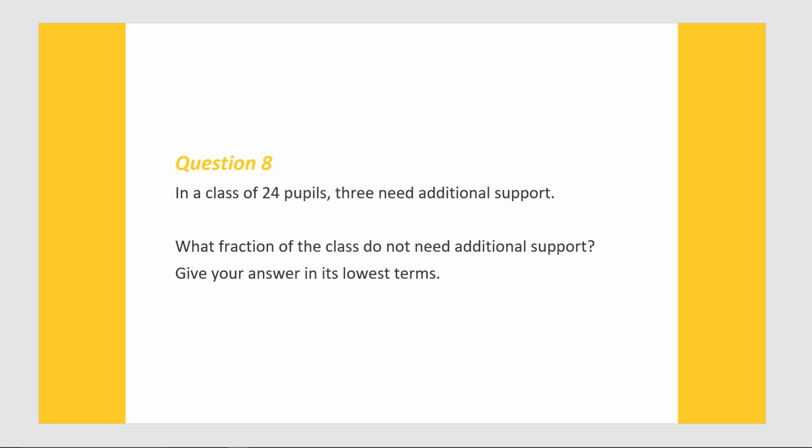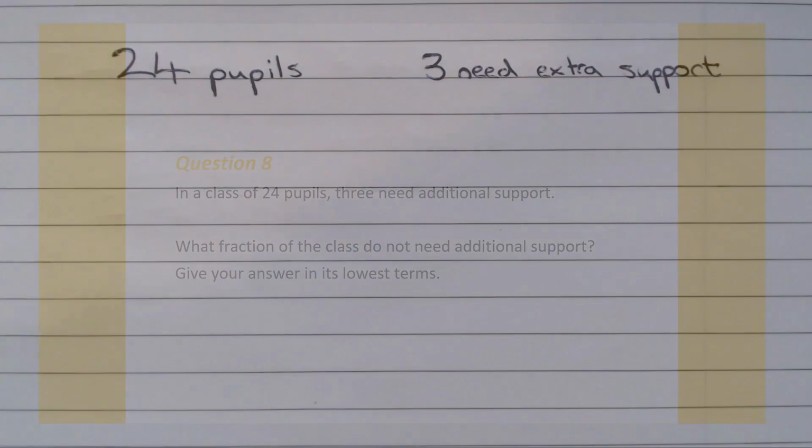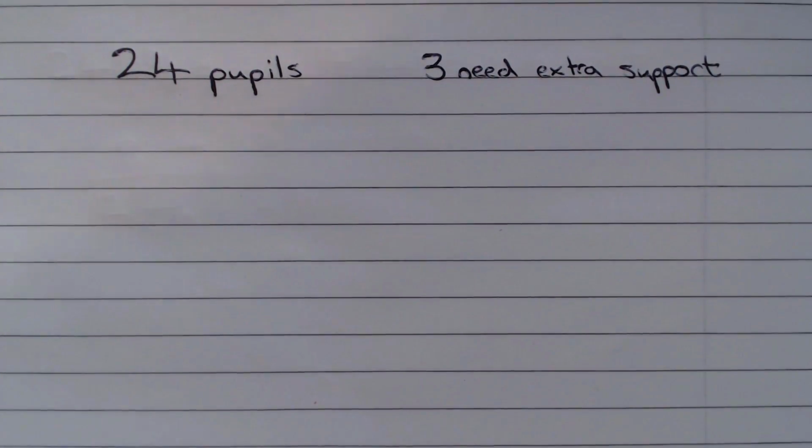In a class of 24 pupils, 3 need additional support. What fraction of the class do not need additional support? Give your answer in its lowest terms. In this question we are told that there are 24 pupils and 3 need additional support, and we are asked to find the fraction of the class that do not need additional support.